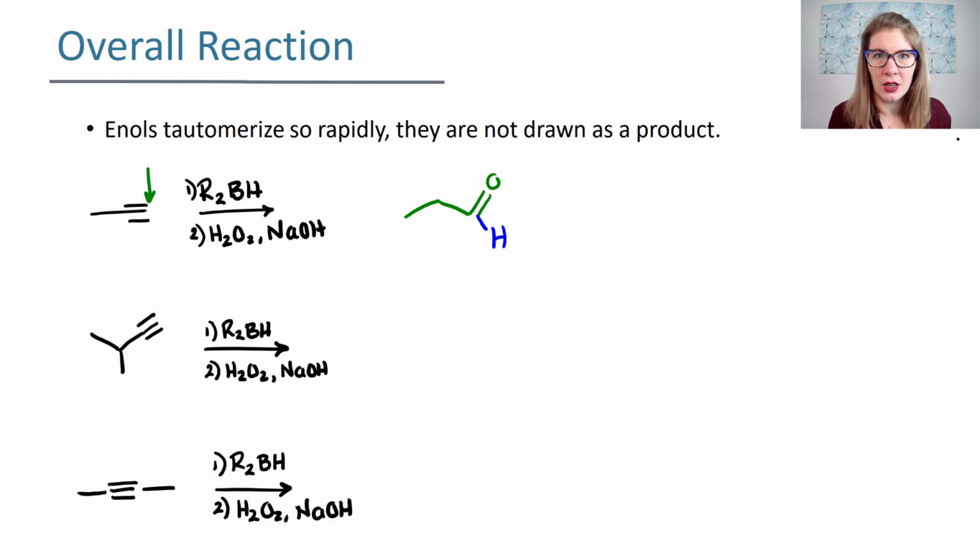So that's what you're going to do. You're not going to draw the enol. The enol is not your final product. Even if we change the reagents, see how you still have base there? That base is going to be present to tautomerize your enol into an aldehyde.